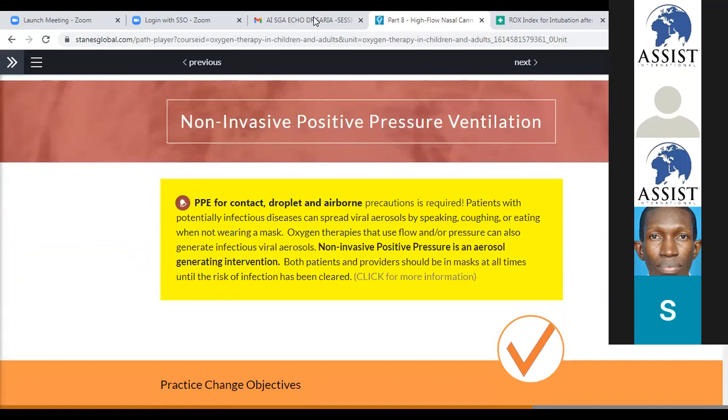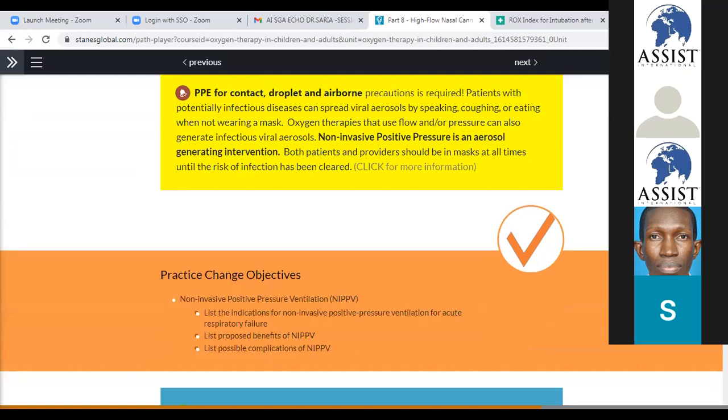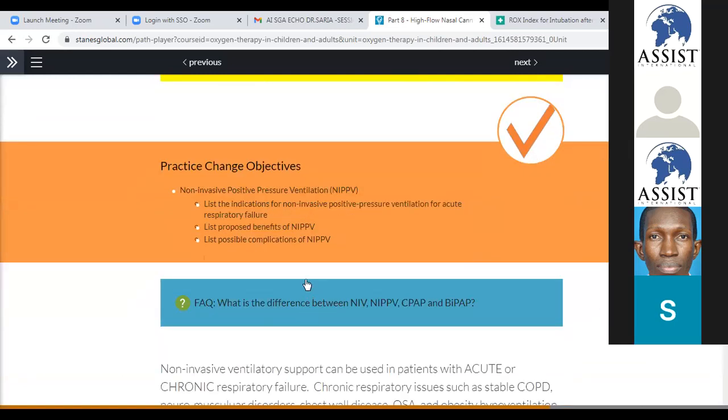As introduced, my name is Gibbons, and we will go through the second part of our presentation using a similar case, and this will comprise more of non-invasive positive pressure ventilation. So we have seen this precaution, and we'll just proceed further in our introduction.